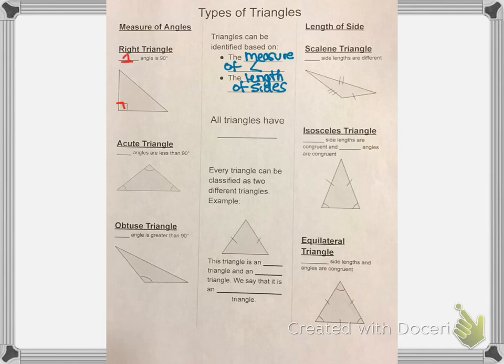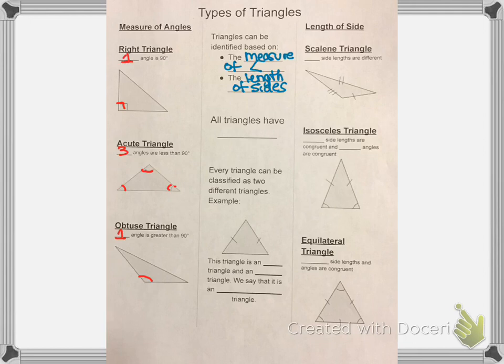If a triangle has three angles that are less than 90 degrees, then we're looking at an acute triangle. There's no obtuse angles, there's no right angles, there's simply three angles that are less than 90 degrees. An obtuse triangle then has one angle that is greater than 90 degrees. And we can see right here that this angle is greater than 90 degrees.